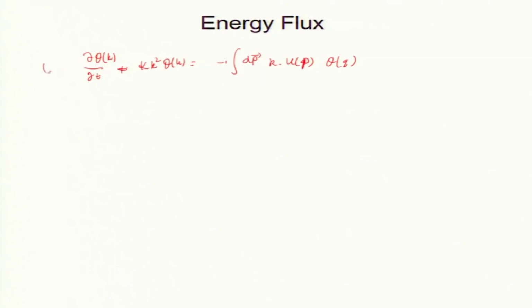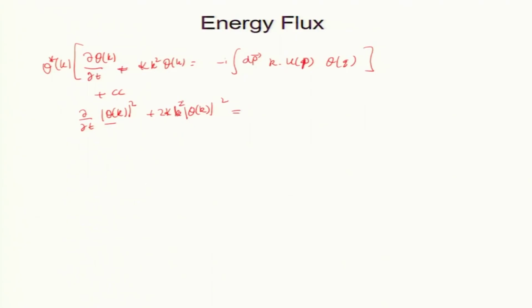So, what do I do? I should multiply by theta star k on both sides and add the complex conjugate. So, I get d by dt of mod theta k squared. Here I get dissipation, which is 2 kappa k squared mod theta k squared. This is positive, positive, so they get added up.